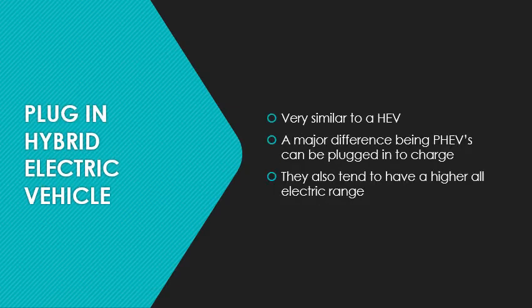The next type is a plug-in hybrid electric vehicle or a PHEV. It is very similar to a hybrid electric vehicle. The only major difference being that a PHEV can be plugged in to charge. They also tend to have a higher all-electric range, as in that they can travel a considerable distance with the help of the electric motor and a battery. In contrast to a HEV, which can hardly travel a couple of kilometers at lower speeds with the help of the electric motor and battery.